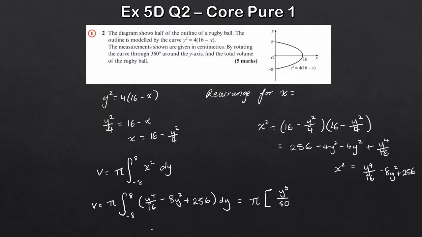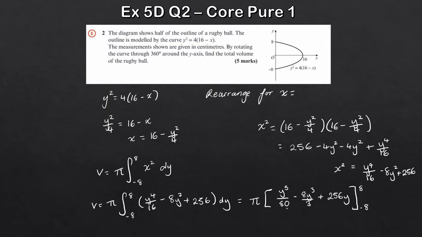My 8y squared here, add 1 to the power, divide by the new power. So this will be minus 8y cubed, divided by 3. And then obviously I've just got a constant, it'll be that with respect to the variable, so it'll be 256y. It's between 8 and minus 8. So now, all I'm going to have to do is plug my limits in here now. What I'm going to do is I've already done the calculations already, so I'm just going to put what you'd get.